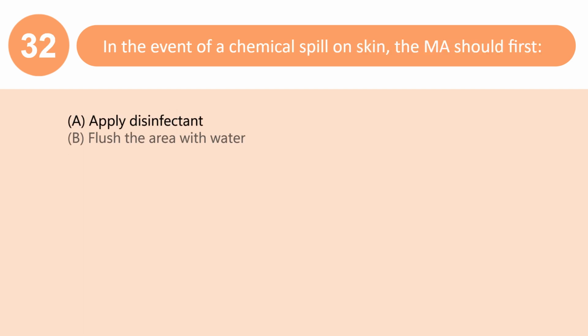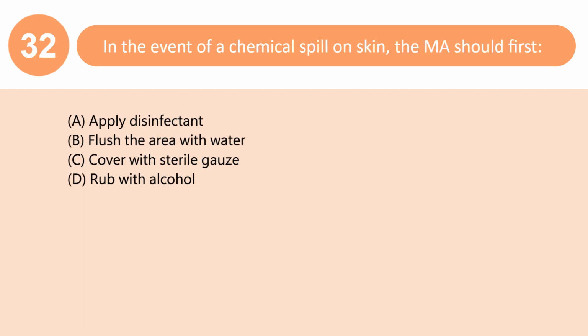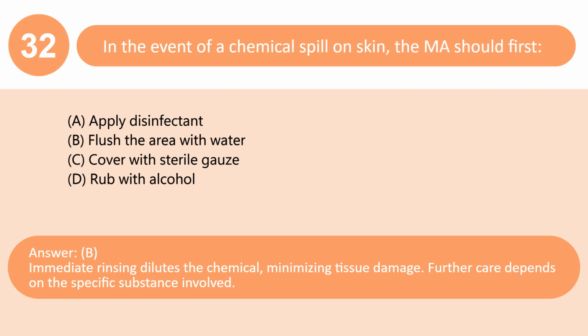In the event of a chemical spill on skin, the MA should first A. Apply disinfectant, B. Flush the area with water, C. Cover with sterile gauze, D. Rub with alcohol. Answer B. Immediate rinsing dilutes the chemical, minimizing tissue damage. Further care depends on the specific substance involved.